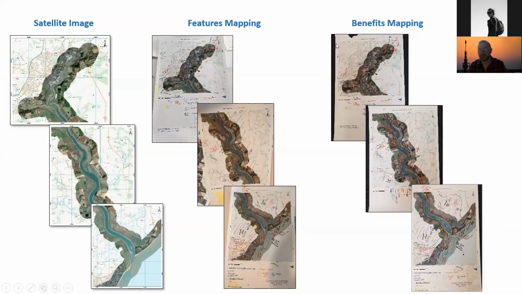And then the next exercise we did in workshop 1 was to map the benefits. So what are the different types of benefits that you get from the Deben estuary? We did this first by just noting the benefits down on post-it notes or on whiteboards, and having group discussions about the types of benefits that you get from the estuary. And then we went back and tried to spatially allocate those benefits to particular features in the system.